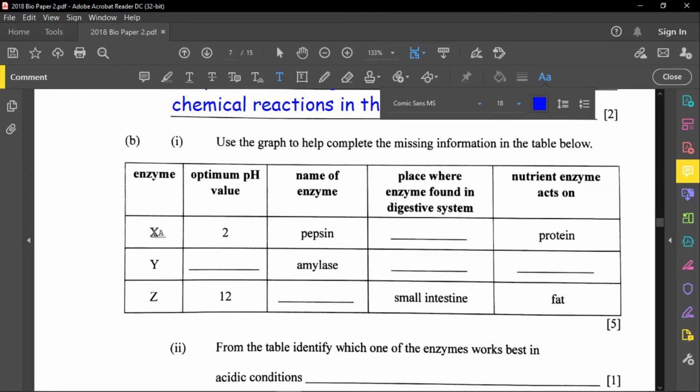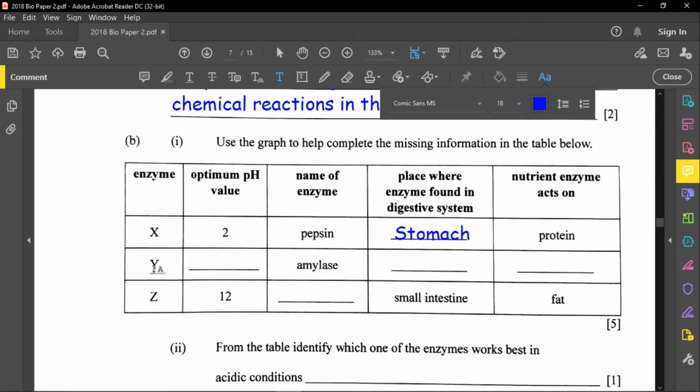Okay, so let's do row 1 first, X. So enzyme X, optimum pH is 2. The name of it is pepsin. The place where the enzyme is found in the digestive system is the stomach. And in the stomach, pepsin will break down proteins.